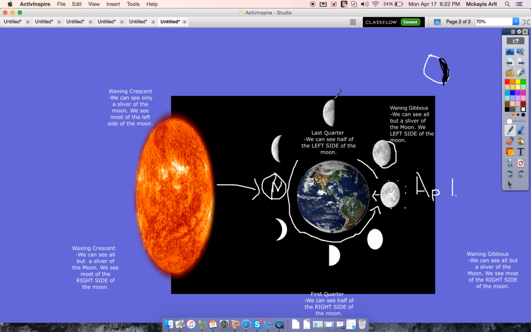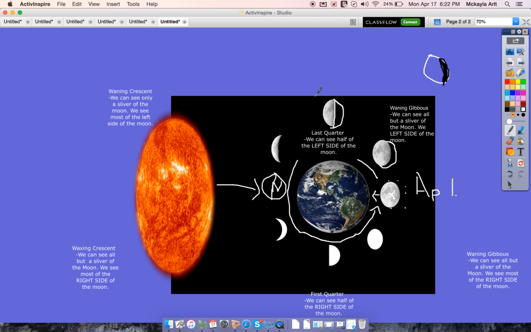So again, if you would like to draw a circle, there we go, you'd like to fill in this side completely black, you can, because the left side would be white, which means that's the side that we would see. This is called a last quarter moon. If you need to pause and draw, you may.